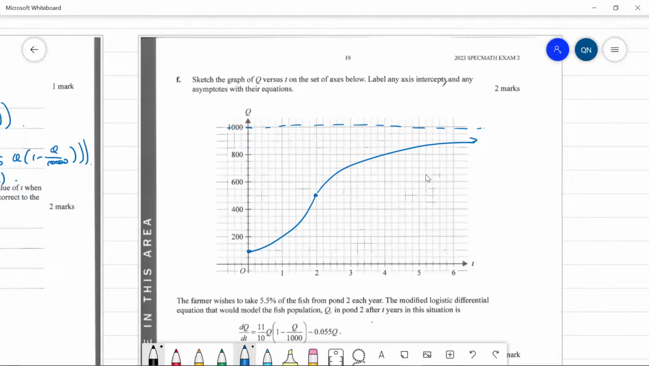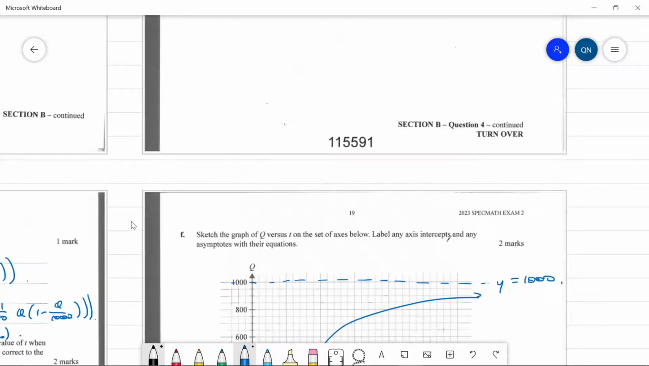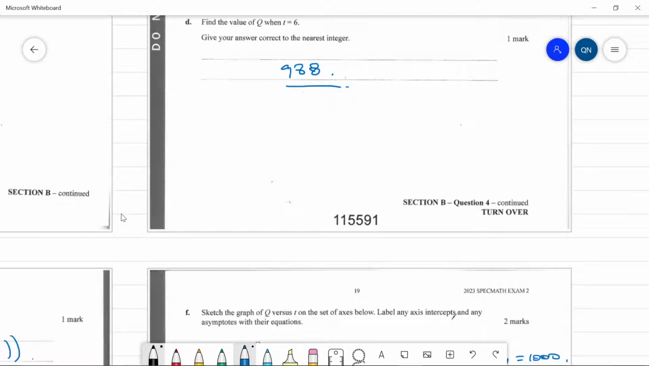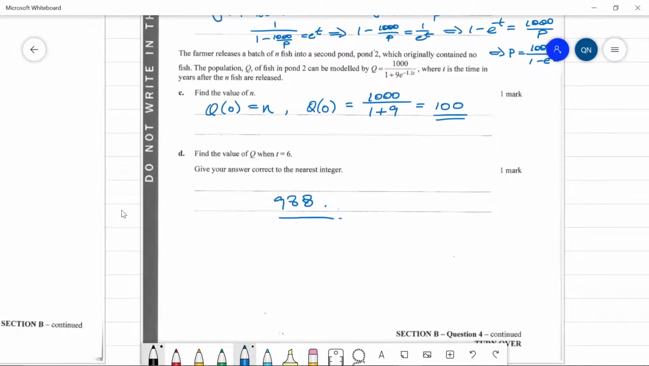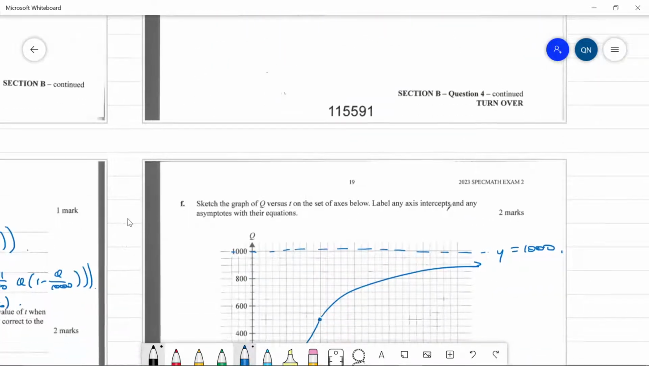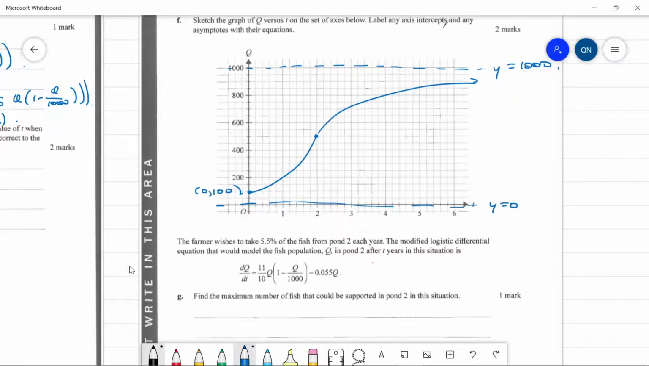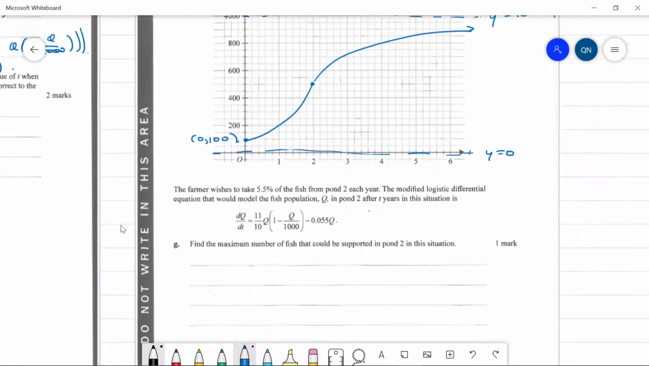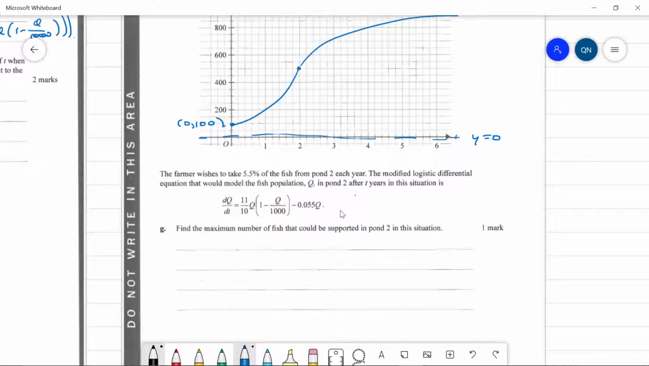Yeah, and we have an asymptote at 0 as well. So this is y equals 0 and y equals 1000. And the axis intercept is 0, 100, because that's the initial population. Let's just make sure. Is it the initial population? Yeah, it's 100.